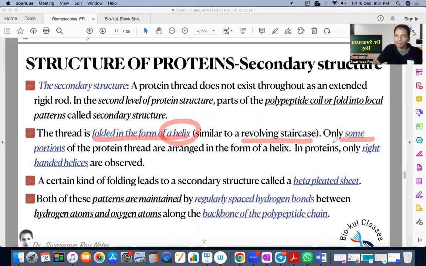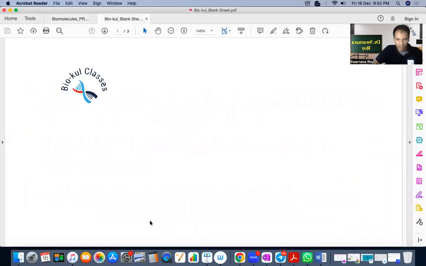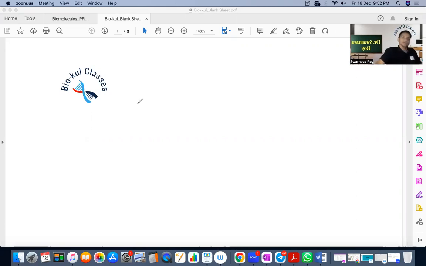Some portion of the protein thread is arranged in the form of a helix. Not all the protein, but some portion is arranged in helical form, a right-handed helix. So how do we show that? Let's say this is the primary structure of a protein. The primary structure is amino acids and peptide bonds.